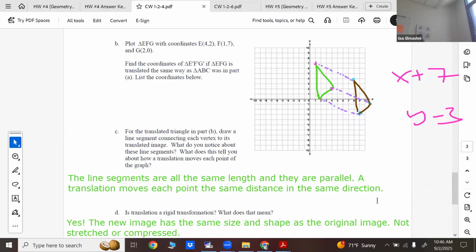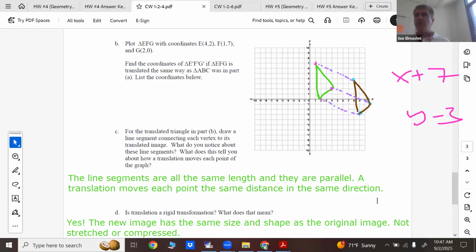So that's what Parks is asking you, what happens when you connect the corresponding points? The line segments are all the same and parallel. And why should that be true? Because we translate the same distance, the same direction. That's why. And then for part D, yes, it is rigid, because we do not change that brown triangle. It is the same shape as that green triangle. It did not get stretched or compressed in any way. It maintains the same shape and size. So there's no proportion, everything's just identical, just in a new location. That's it.